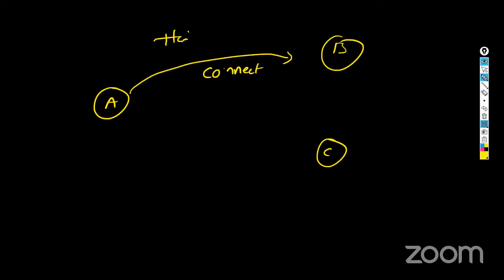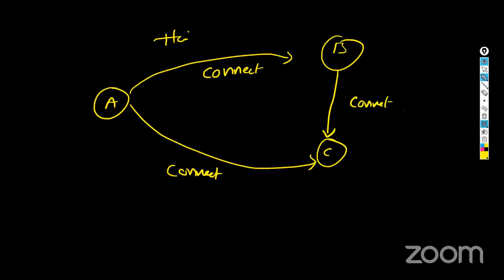Otherwise, I want to send some message from A to C. First we need to connect these two systems, then only I can communicate. For example, I want to send some information from B to C again. First, I need to connect these two systems. Now you can observe it.